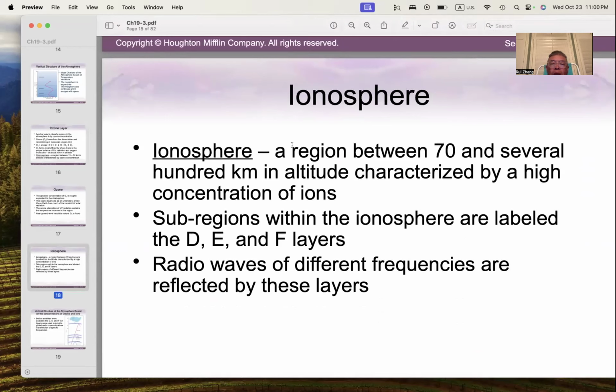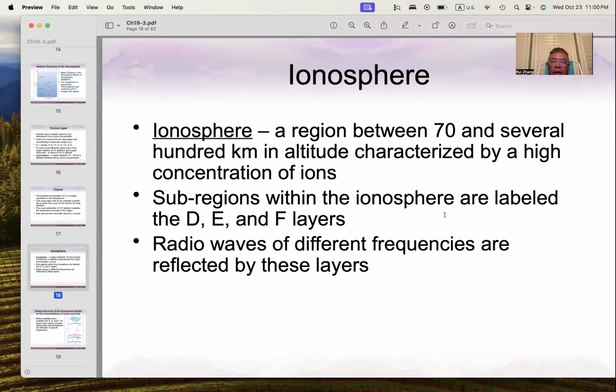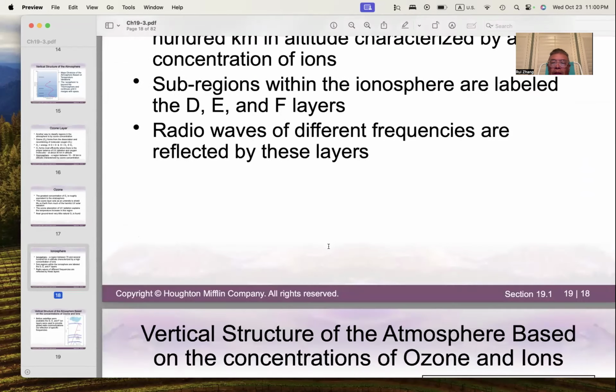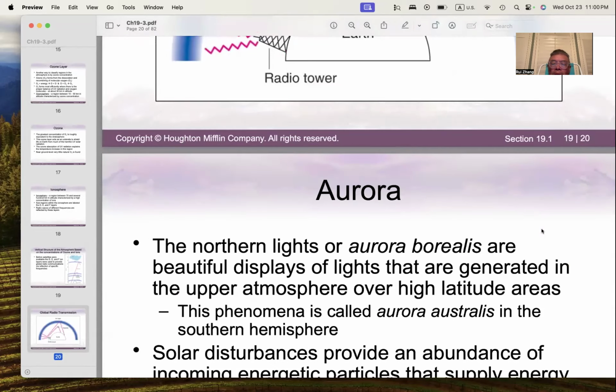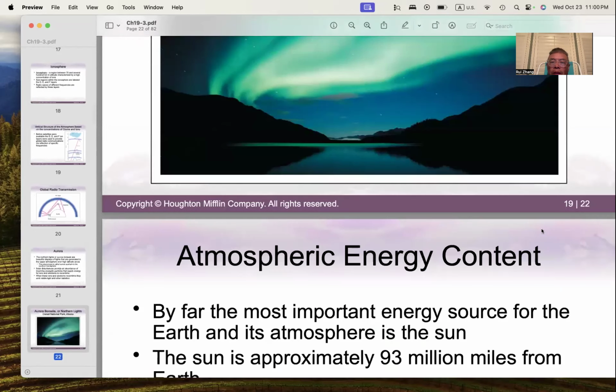And then there's the ionosphere, a region between 70 and 700 kilometers. It has a lot of ions. Because of that, different electromagnetic waves can be reflected from different sublayers of the ionosphere. That's the most important thing I want you to understand in the first section.